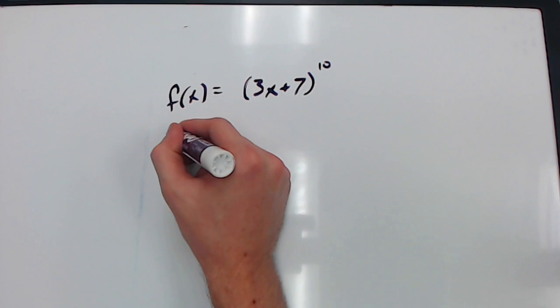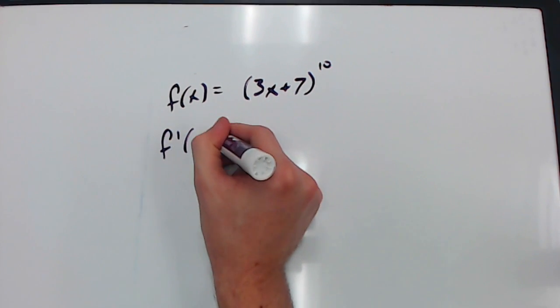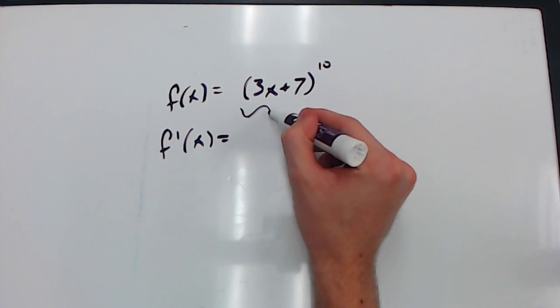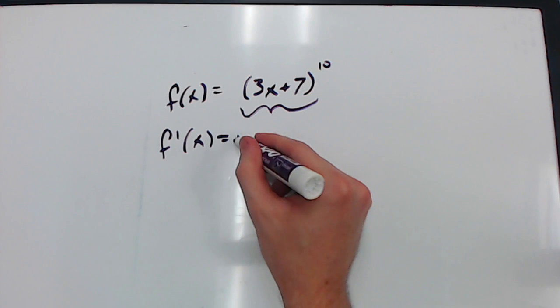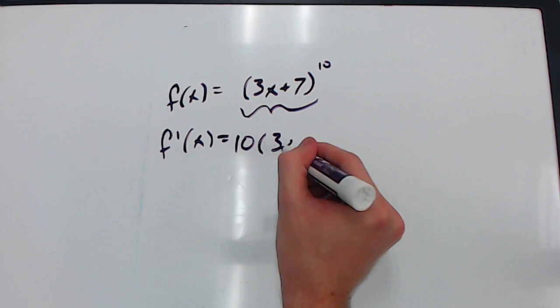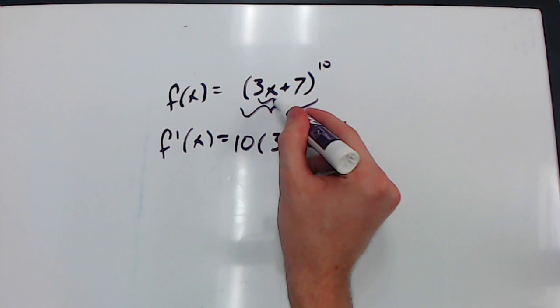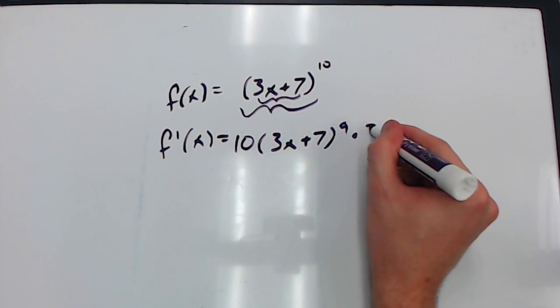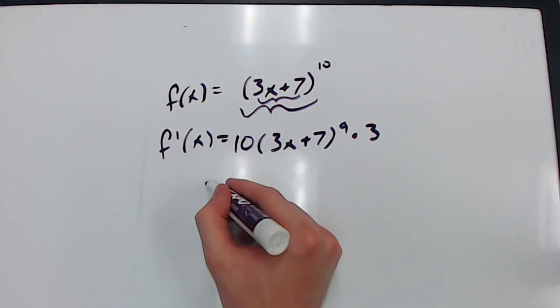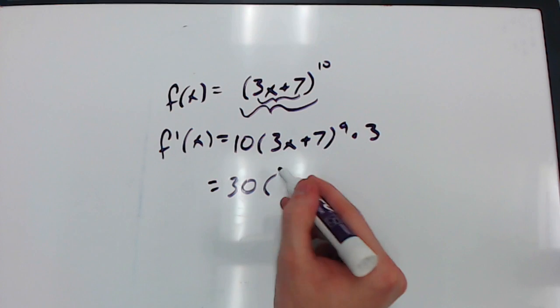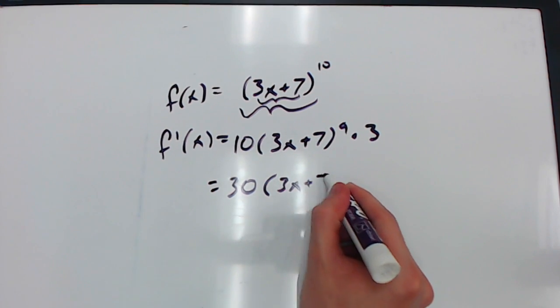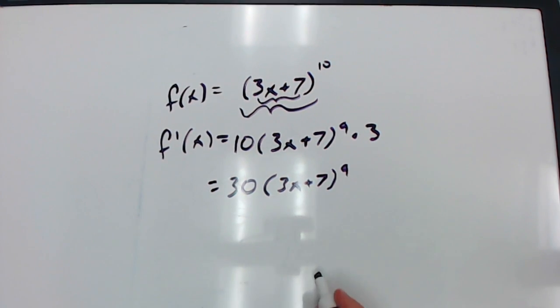All right. So the way we'd start this derivative is by doing our outside, so bringing down our 10 and following power rule, and then multiplying by the derivative of the inside, which would be 3. So then our final answer is 30 times 3x plus 7 to the 9th power.